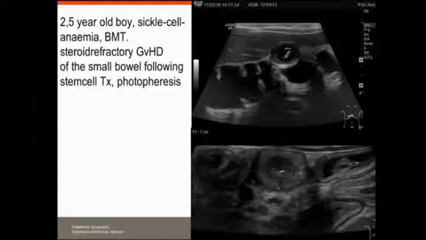And you could see that here you have thickened walls of the small bowel, and also he vomited and he couldn't eat a single thing. So they increased the immunosuppression, and also he received photopheresis, but we wanted to know what's the matter with the small bowel.